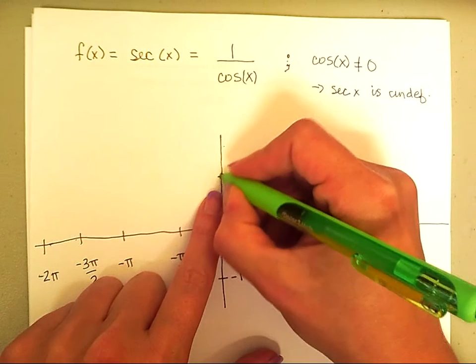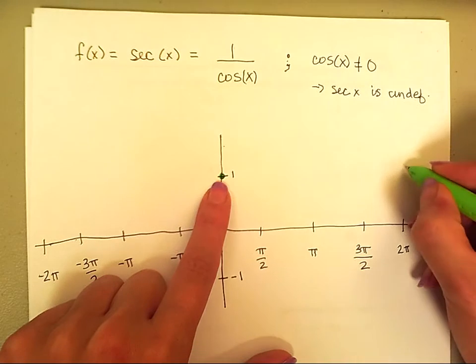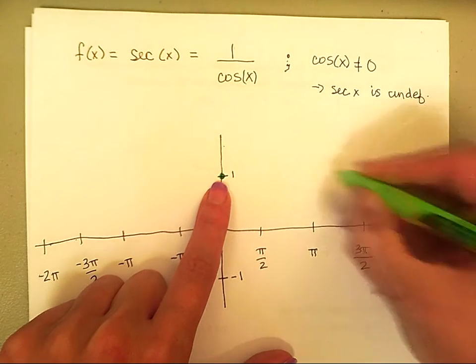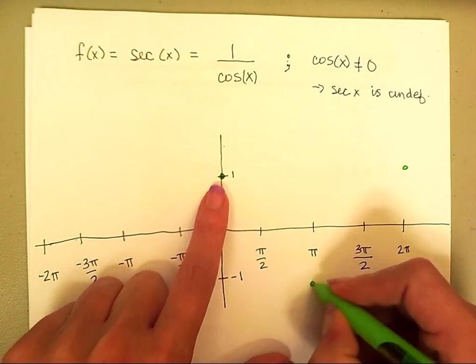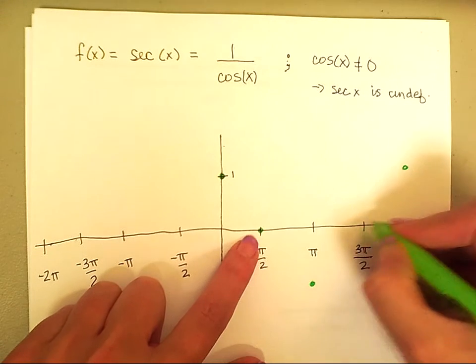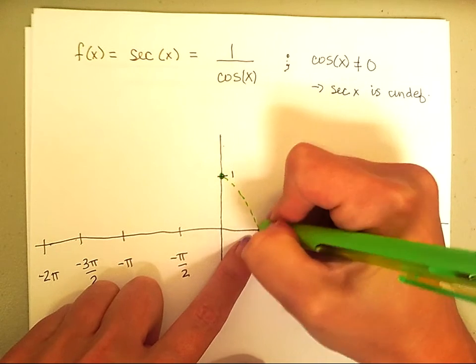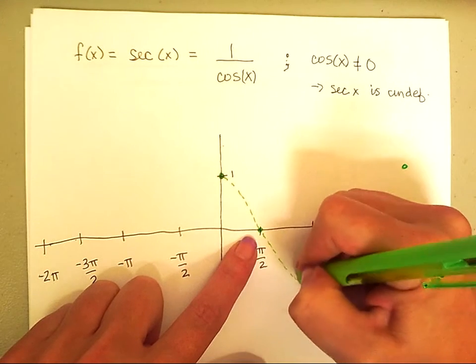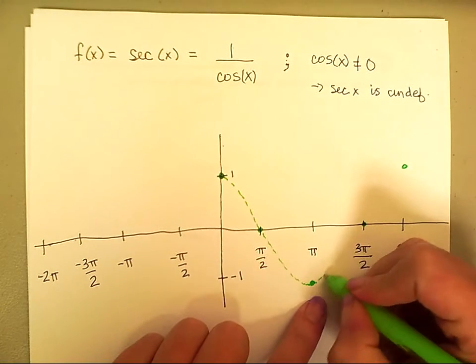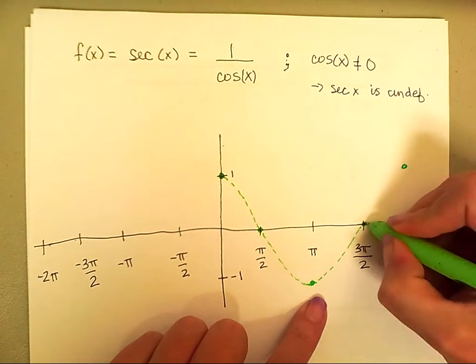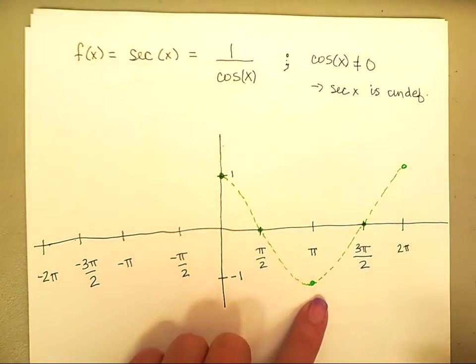Now remember, in cosine, it starts at 1, it ends at 1, halfway in between we're at negative 1, and halfway in between that we're at 0. And since I'm just using this as a guide, I want to just dash this in, because it's not part of the actual graph of secant that we will graph when we're finished.